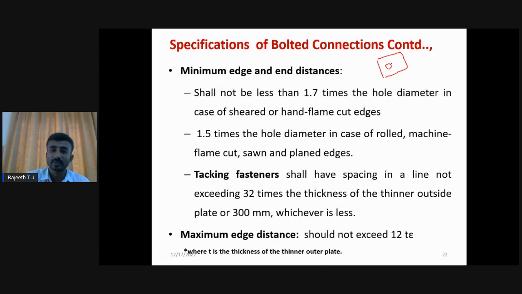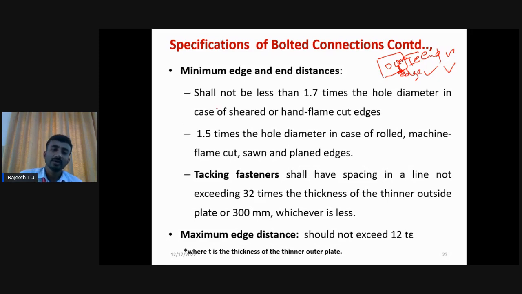Now the minimum and maximum edge distances. Take this as a bolted connection. This distance we call E, that is the end distance. This we call the edge distance. The distance from the center of the bolt to the edge of the plate is called the edge distance, and from the center of the bolt to the end of the connection is called the end distance. We should provide these two properly to avoid failure of plates due to excess load, with proper minimum and maximum edge distances.